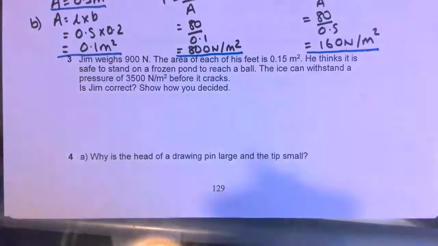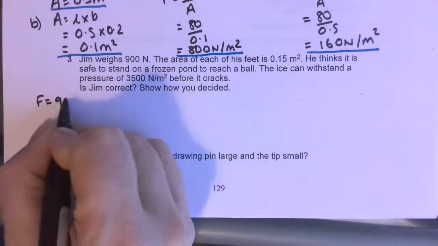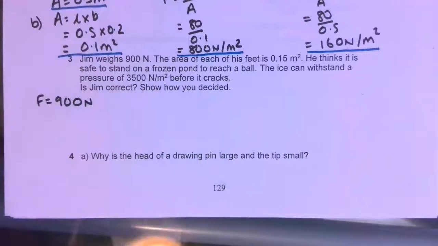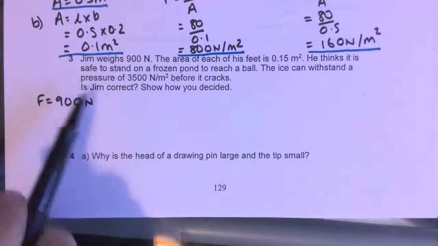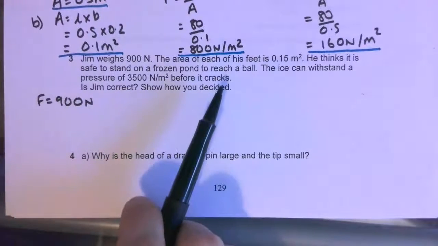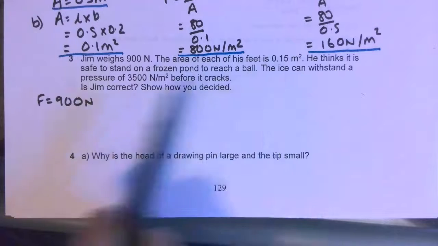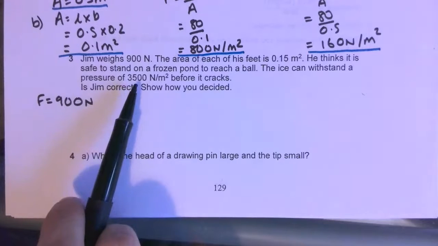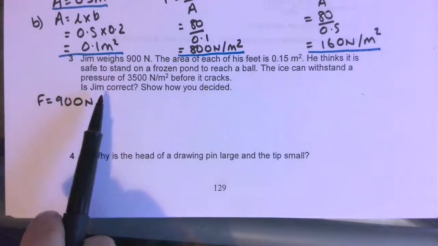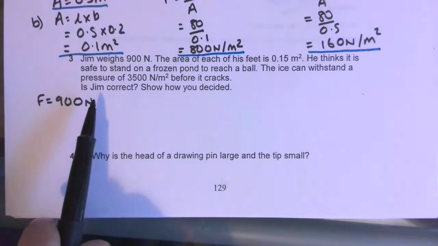Okay, number 3. Jim weighs 900 newtons, so that's going to be the force that we are going to be working with here. So force is 900 newtons. The area of each of his feet is 0.15 meters squared. He thinks it's safe to stand on a frozen pond to reach a ball, and then it tells you the ice can withstand a pressure of 3,500 before it cracks. So is it safe? It's really asking, is he correct in saying it's safe?